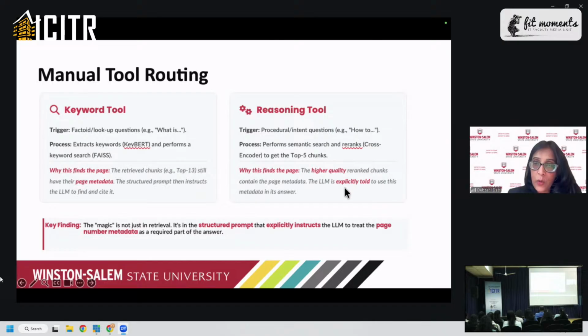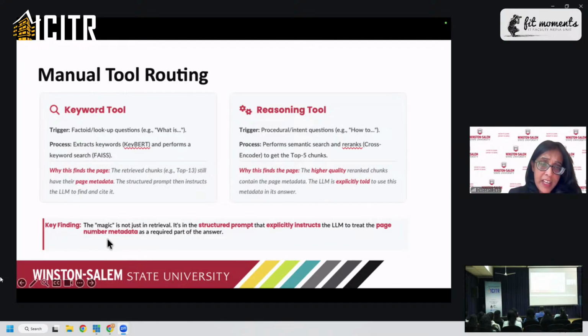However, if the question is a "how" or "why" kind of question, then we have an additional routing reasoning tool that performs some semantic search and re-ranks those 13 to get only the top 5 chunks, because for how and why questions we found that method to be much more effective. Those higher quality top 5 chunks are then presented to the LLM to explicitly find the answer.